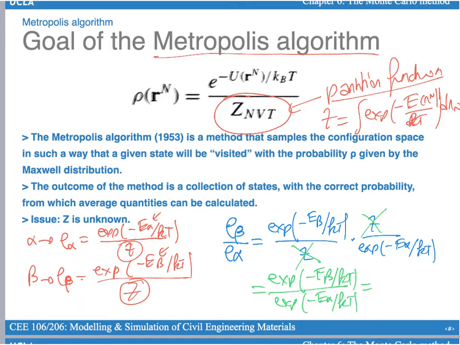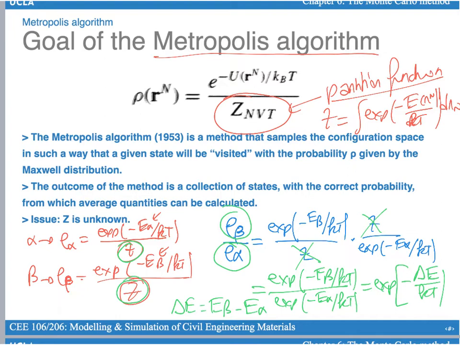And as you can see here, in this case, you don't even need to know the energy of alpha and the energy of beta. All you need to know is the difference of energy, because this ratio is just equal to exponential minus the difference of energy divided by kT, where the difference of energy is just the energy of configuration beta minus the energy of configuration alpha. So in this case, you don't know the probability of configuration beta. You don't know the probability of configuration alpha, because we don't know the value of this partition function. But we know that on a relative basis, the relative probability of beta with respect to configuration alpha is just given by the difference of energy between configuration beta and configuration alpha.